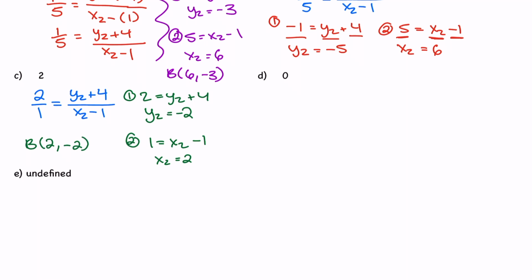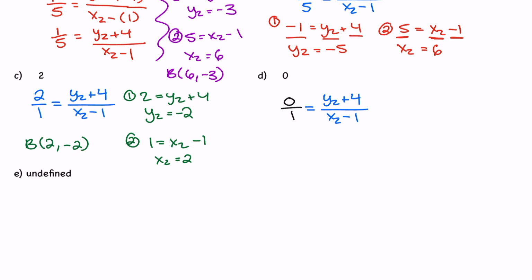For part D, our slope is 0, and when our slope is 0, that means we just have a horizontal line for our graph. 0 is the same thing as 0 divided by 1, as anything divided by 1 is itself, and that is going to be equal to the same formula we had from before. So y2 minus y1 over x2 minus x1. And all I've done over here is just plugged in my x1 and y1 values from point A.